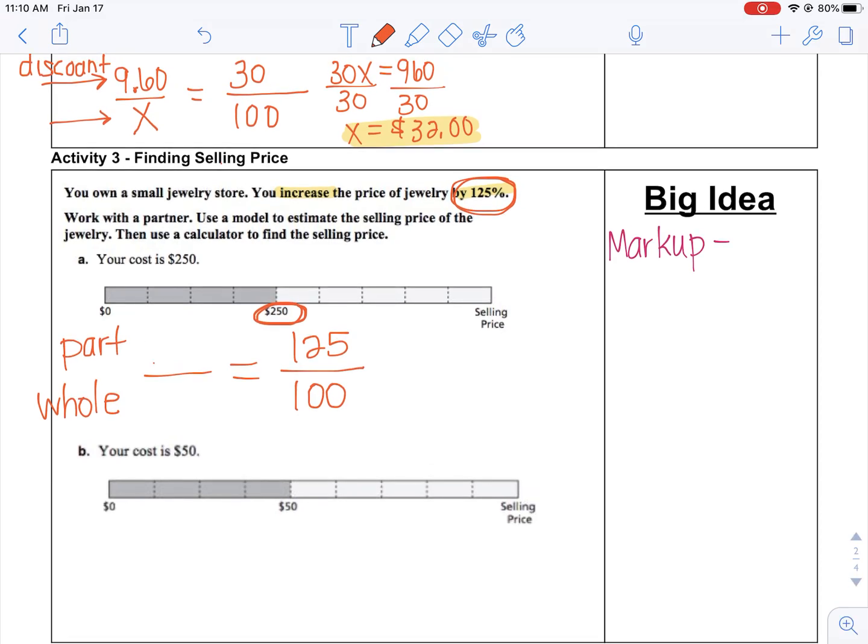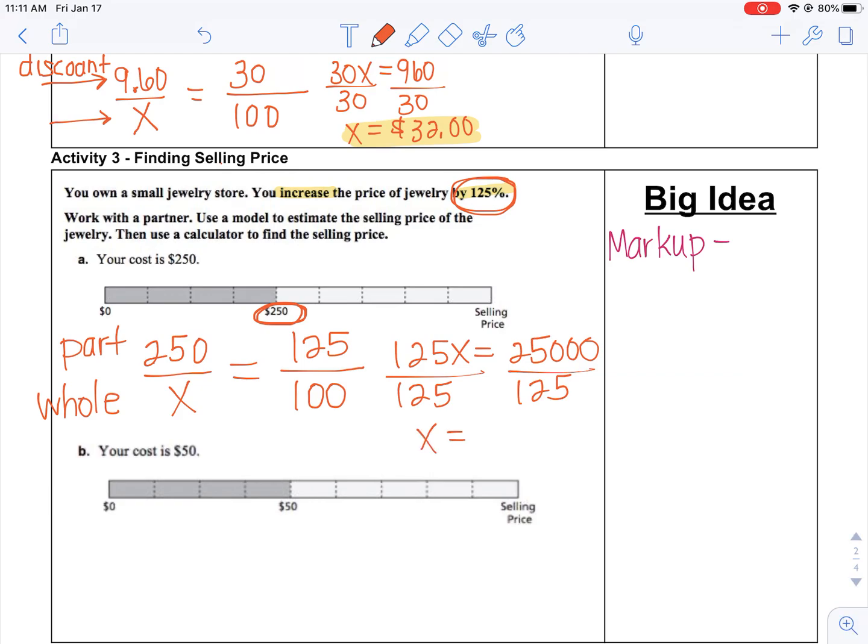So let's try it. And pretend we don't know the whole. And let's see what happens. Sometimes it's better to guess and make sense of it. So 250 times 100 gives us 125x equals 25,000. And when I divide by 125, I get $200.